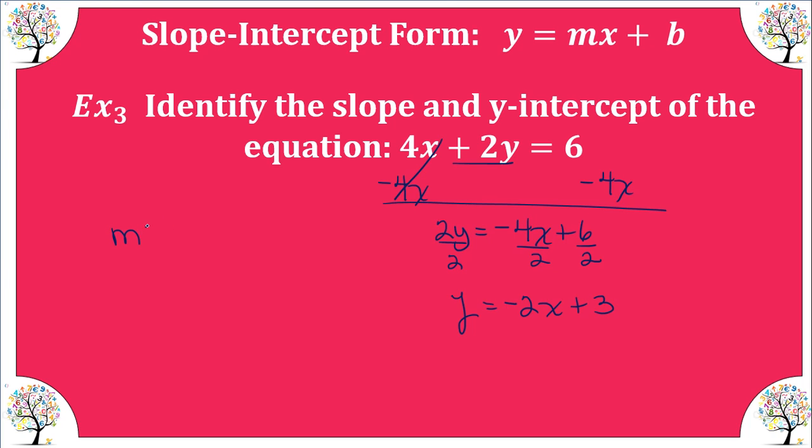So if I wanted to identify these components, I would say -2. And if I were graphing, I would put a 1 underneath. That means I'm going down 2 and right 1. My b value, my y-intercept is 0, 3. So I could graph this very easily, starting at 0, 3, going down 1, 2, and right 1, down 1, 2, and right 1, and we get an idea of what this graph looks like.